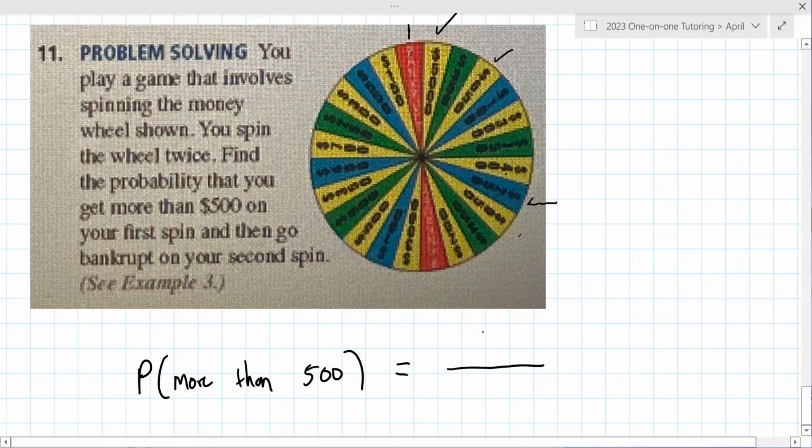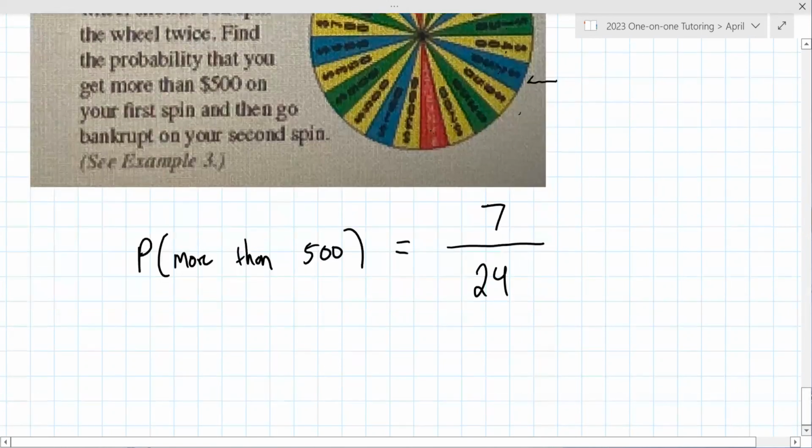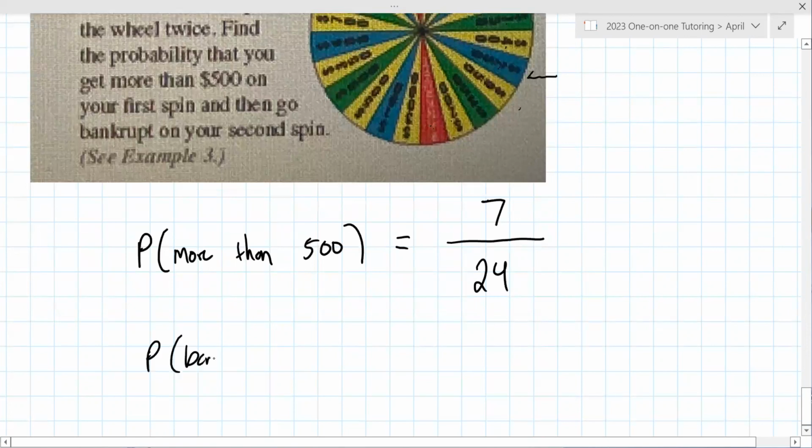Okay. I can't see this, so if you need the correct answers, it's kind of hard. I'd recommend going back to whatever you took the screenshot or picture from and checking. Now the total number of places is 24. So that's probably more than 500. The probability of going bankrupt on any spin is however many bankrupts there are, which there appear to be 2 out of 24. Would you agree with that?